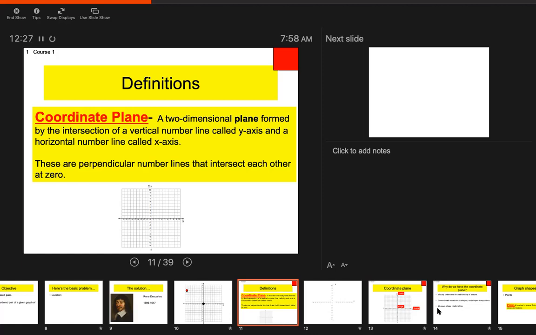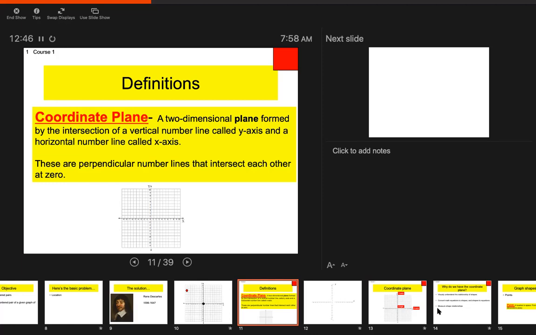Kindergarten all the way through sixth grade, you get one number line. It goes left and right. Now we get two of them. One goes left and right, horizontal. One goes up and down, vertical. The vertical number line is called, this is the hardest thing for seventh graders, the y-axis. The horizontal is called the x-axis.